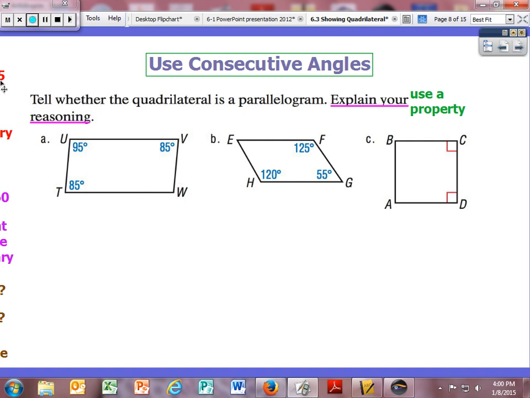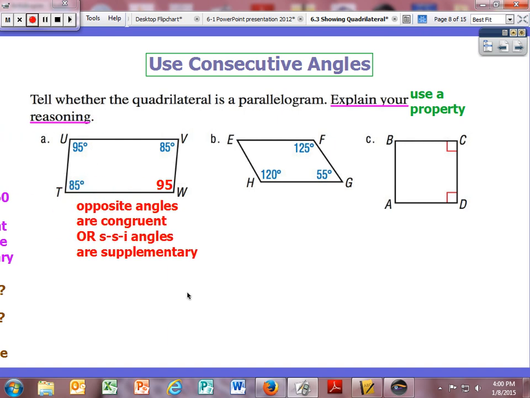So let's see what happens here. Okay, in letter A, notice if I subtract these three from 360, I'm going to get that missing angle W. And then we have our opposite angles that are congruent. So therefore, we can say, yes, this is a parallelogram. Notice you could also say same side interior angles are supplementary as your explanation.